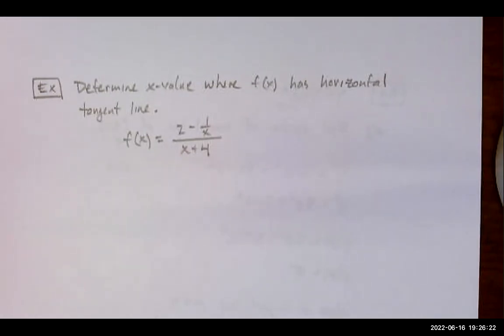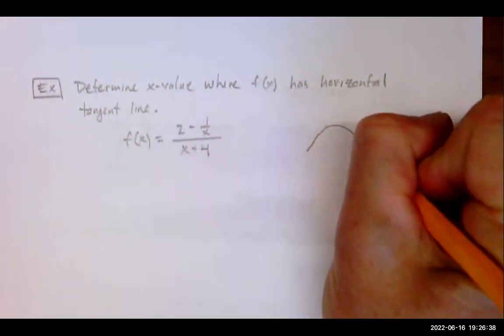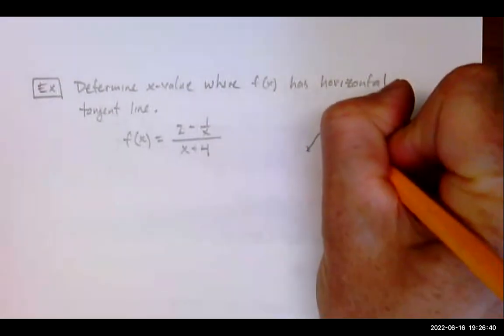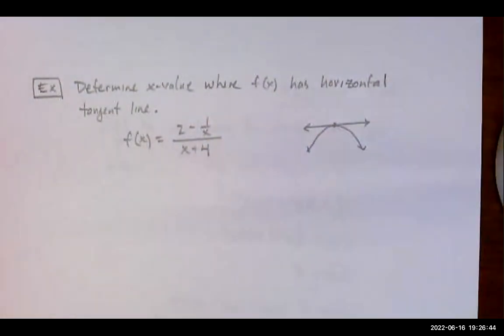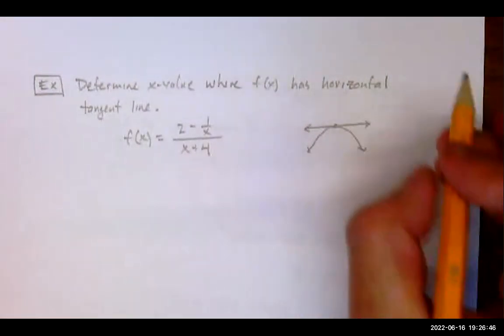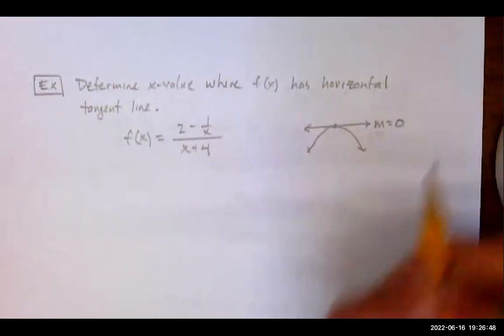A horizontal tangent line. So this came up when we were graphing derivatives. If there's peaks and valleys on the original function, we noted that that's where, if you have a peak like that, the very top, that tangent line is horizontal. The slope of a horizontal line is 0.